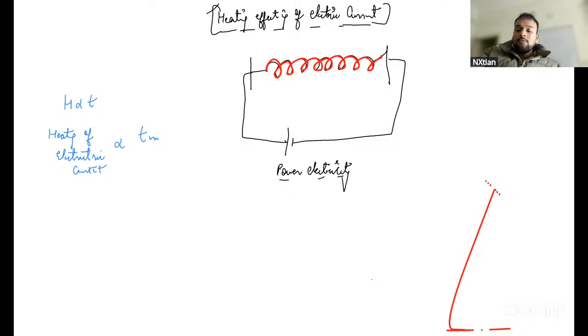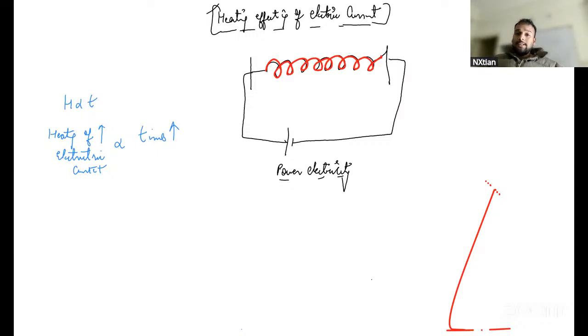If you are using a device for a longer time, then the heating effect of electric current will increase. For example, you are using a fan. You started the fan at 9 p.m. at night, and then you switch it off in the morning at 8 a.m. So it continuously runs for 11 hours. And when you touch the base of that fan, you will find it's heated up.